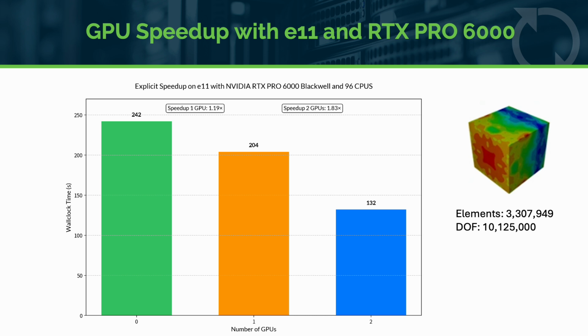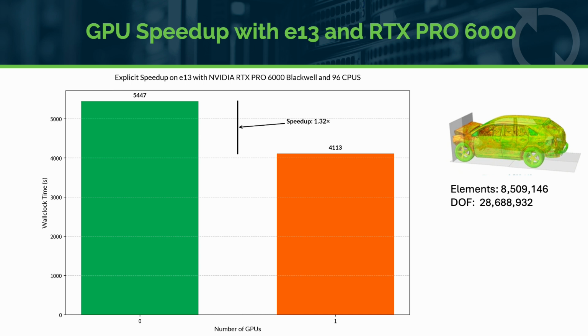So that's pretty nice. This E11 model has about 10 million degrees of freedom and 3 million elements. Now, if you have a lot of contact, like this crash model here, this E13 model, the speed-ups aren't quite as dramatic because that is still being performed some on the CPU, so some algorithms are on the GPU, some on the CPU. In this case, though, we still get a 1.32x speed-up by just adding one GPU to the baseline CPU-only model. So your mileage will vary just depending on how your model is, just like it has with Abaqus standard in the past.